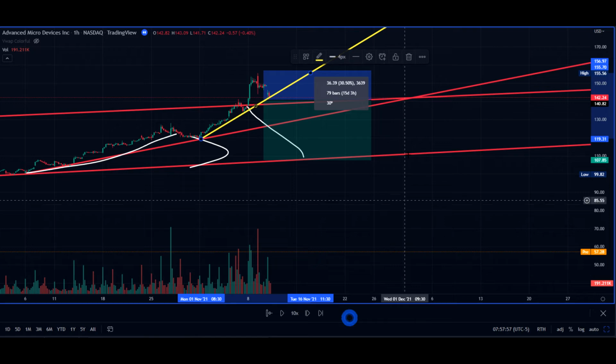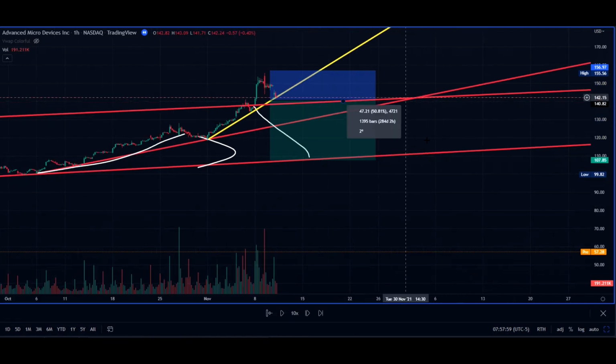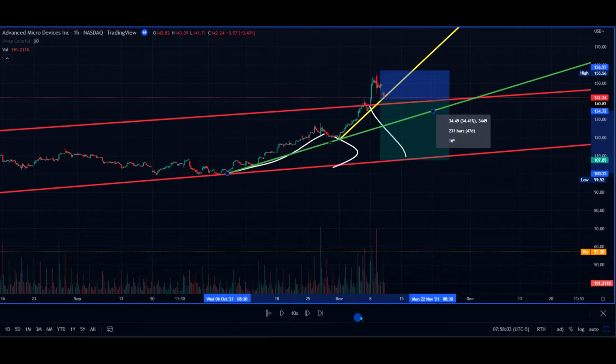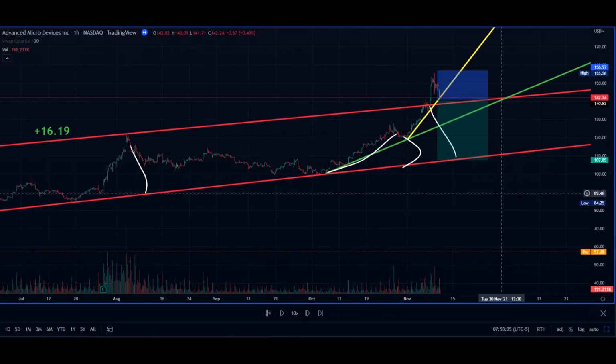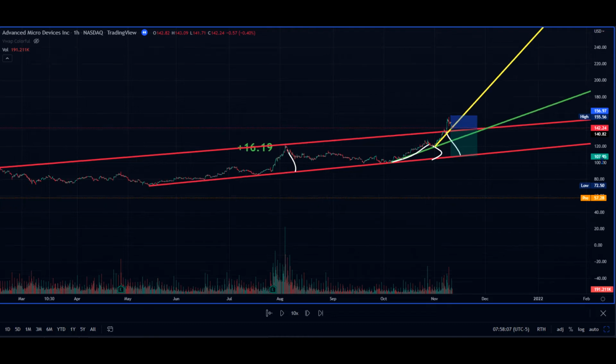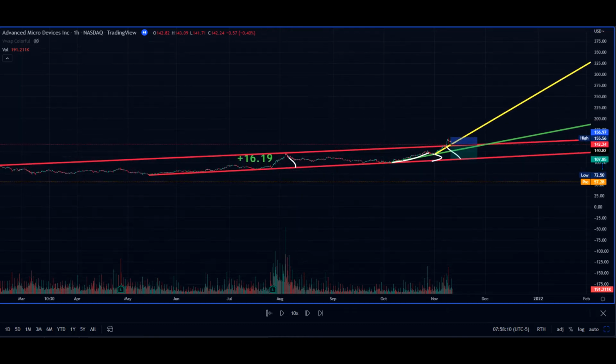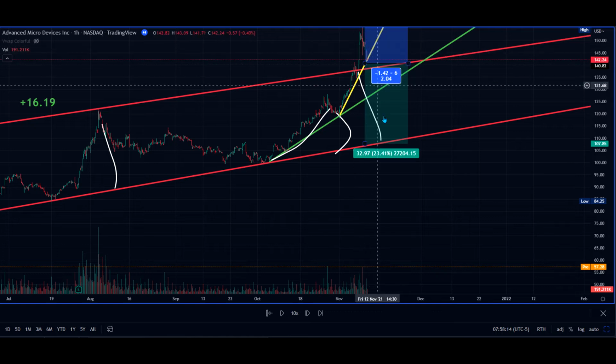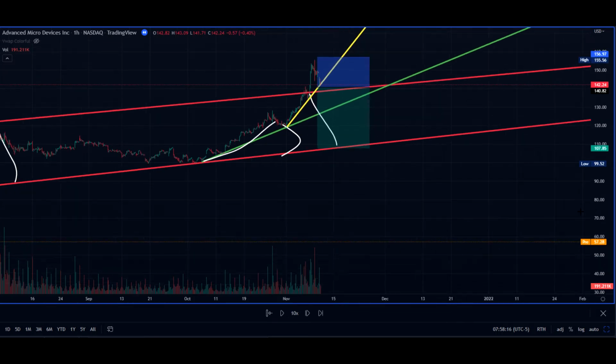Make this yellow. We don't know what it's going to do. We know this is green, but I think it's going to have enough momentum to break through all of this because it was away from this channel for a long time. So I think it's going to come back in and get right to the bottom of that channel. Let's see.